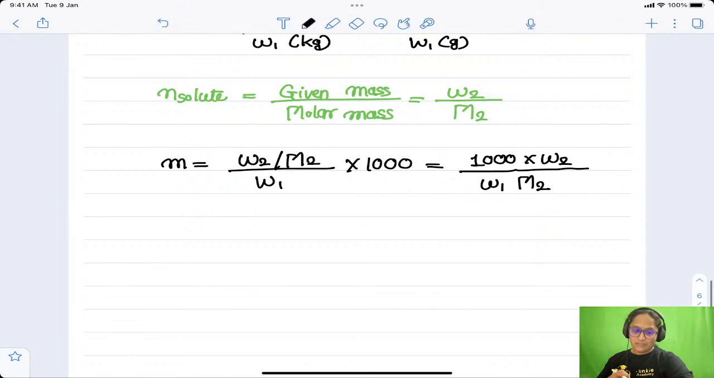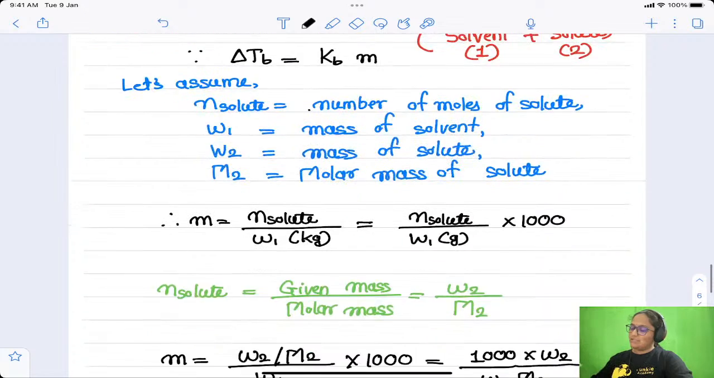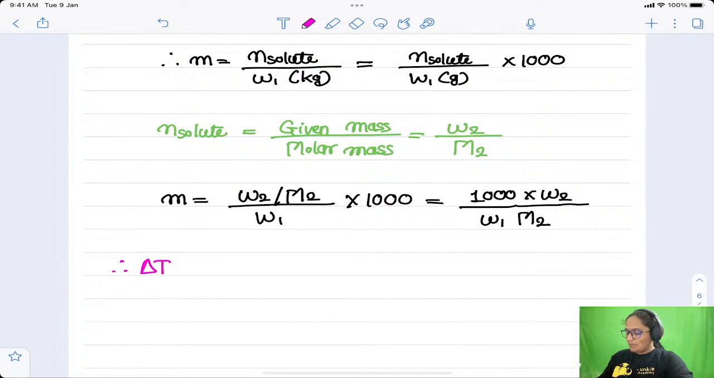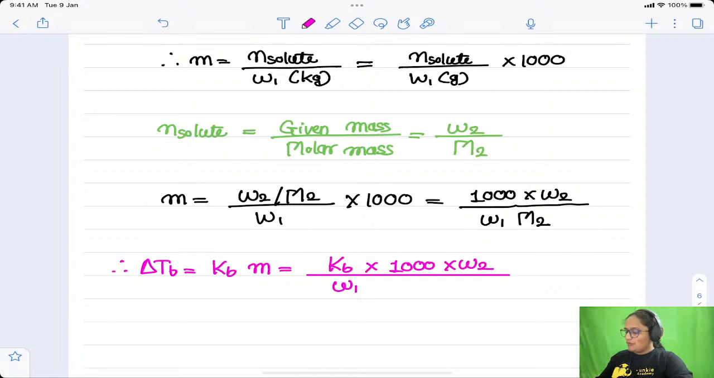Now this molality I will put in the delta TB equation, right? Delta TB is equal to Kb into m, right? Therefore delta TB will be equal to what? Kb into m. So Kb will remain as it is, so it will be equal to Kb multiplied by m. Instead of m I will write 1000 multiplied by W2 divided by W1 into M2, right? W1 into M2.